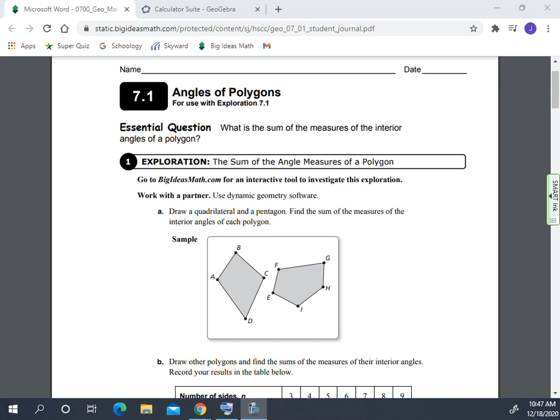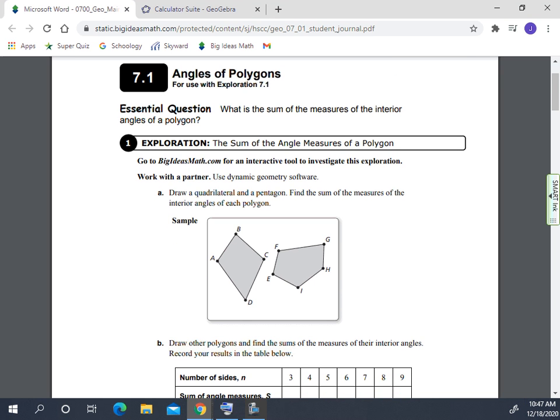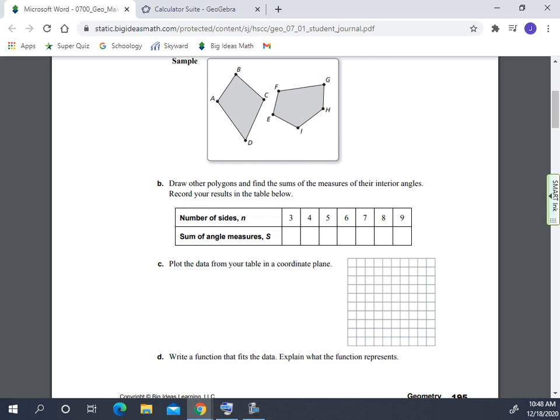Okay, we're going to be starting in GeoGebra, mostly because we have to draw a quadrilateral and a pentagon. Remember, what's a quadrilateral? Just as a refresher, it's a four-sided figure, right? And a pentagon is a five-sided figure. We're going to be drawing those in GeoGebra, and then we're going to be finding the sum of the interior angles, and then plotting them down in here.